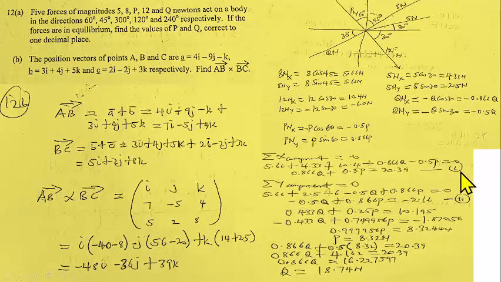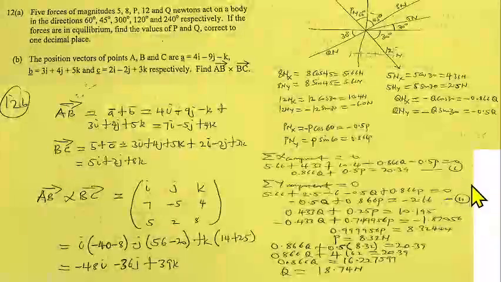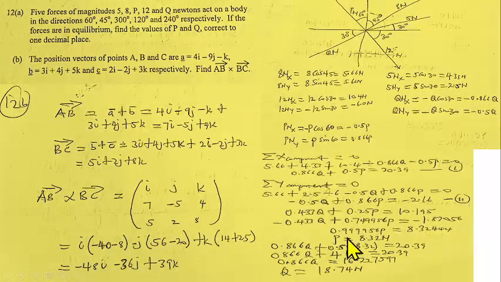You can call that equation 1. Do the same thing for the y components. Sum all the y components together, and if you simplify further, you'll have 0.5Q plus 0.866P equals minus 2.16. You can now solve these two equations simultaneously using any method you know.